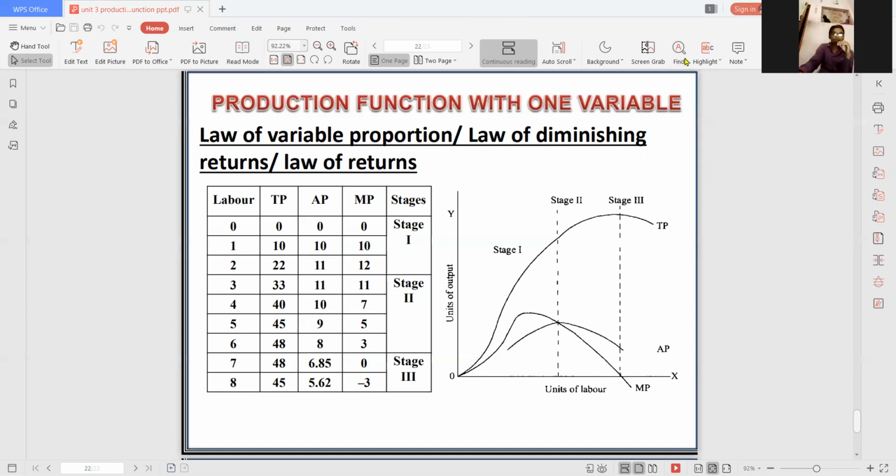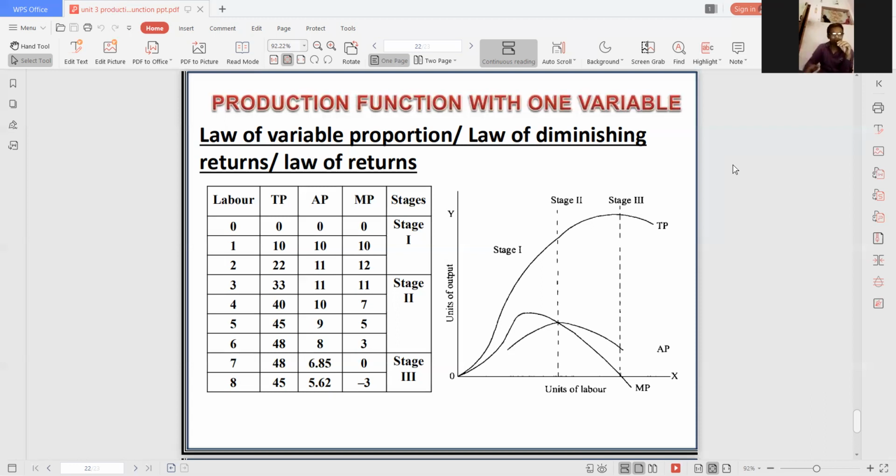Next, if you are increasing the labor amount from 1 to 2, total production is 22. Then what is average production? 22 by 2 is equal to 11. Then again, what is the marginal production? The difference between the total production of labor 2 and labor 1, 22 minus 10, equals 12 in stage 1.